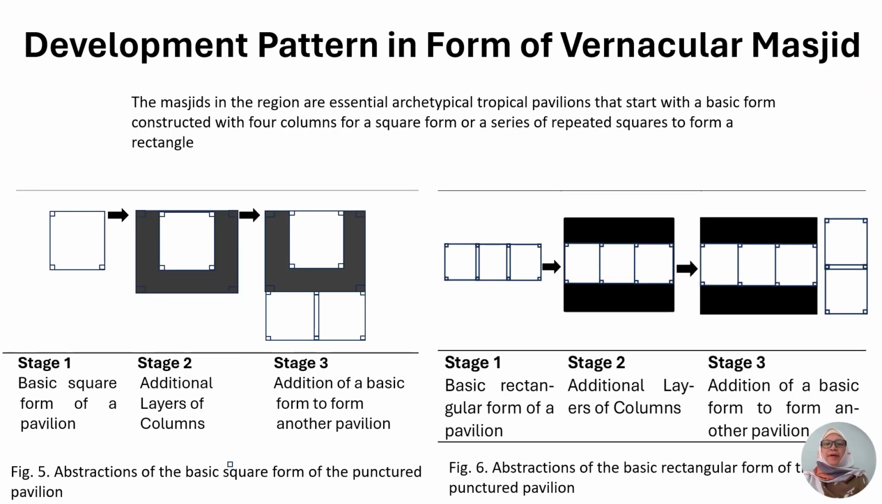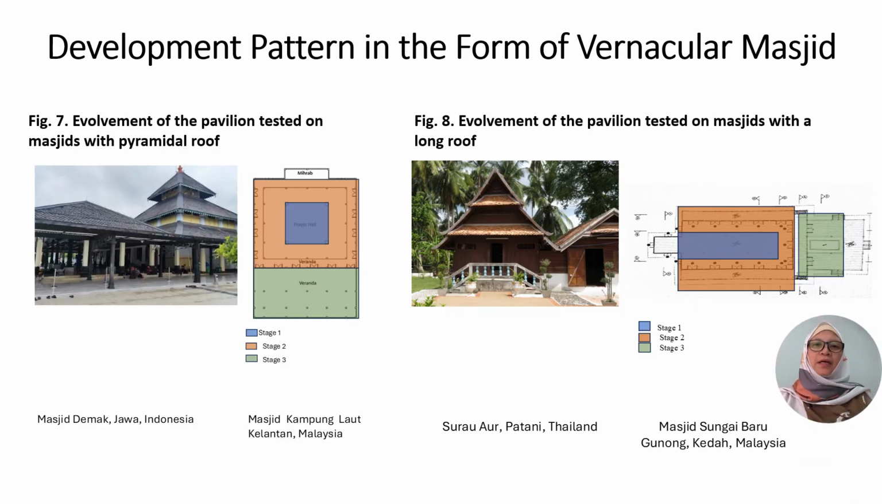The development pattern of the vernacular masjid can be seen here for both basic square form and rectangular form in 3 different stages. The development pattern in the form of vernacular masjid is seen in the case study selected. Stages 1, 2, and 3 are represented in colors that show the development or evolvement of the masjid form.